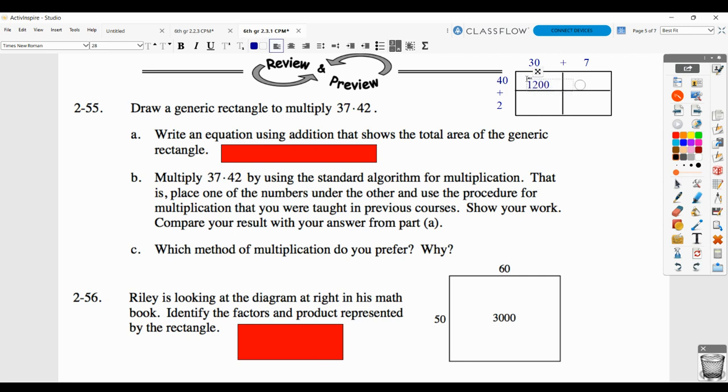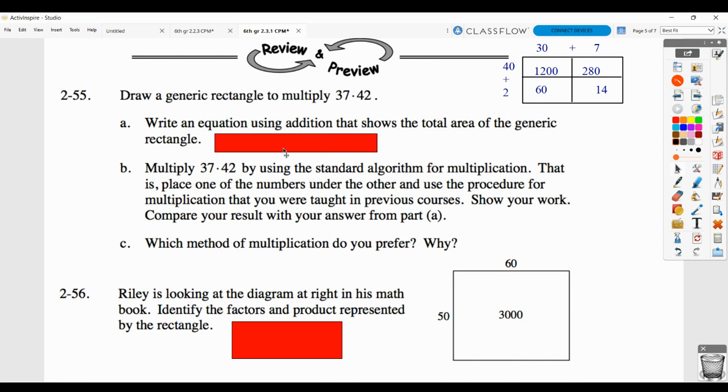40 times 7 is 280. 30 times 2 is 60. And 7 times 2 is 14. So then you're going to need to show that you added them all up to get a total. Okay, so your equation would be 1200 plus 280 plus 60 plus 14, and the fact that that equals 1554.